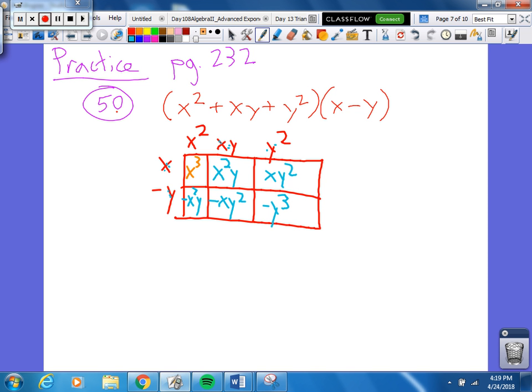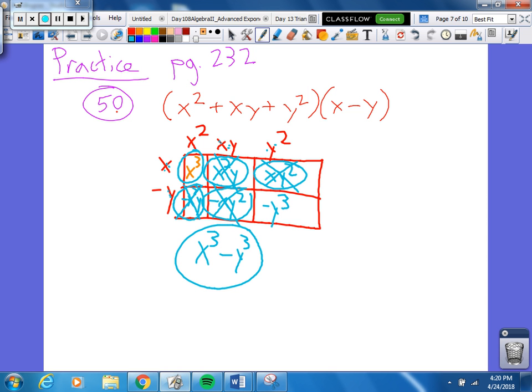Now let's combine like terms. Now it's a little trickier. First we'll start with x to the third. Nothing else is like that. Then x squared y and negative x squared y. Those are both the same terms because they have the same variables, the same powers. So that equals 0 when you add them up. Now, xy squared and negative xy squared, both like terms. Add those up, you get 0 also. Goodbye. And I got minus y to the third, and I'm done. There you go. Excellent job.